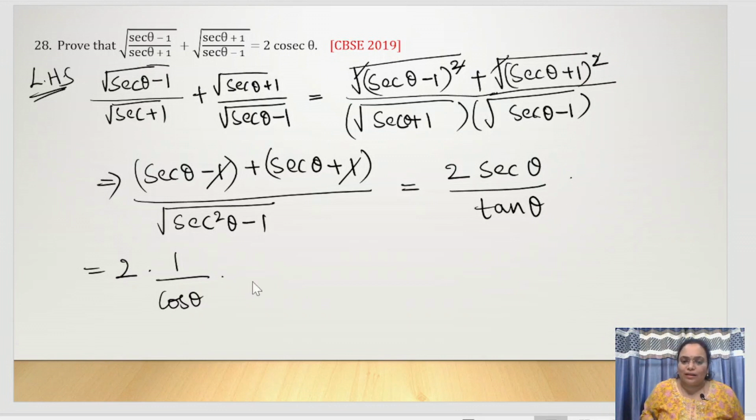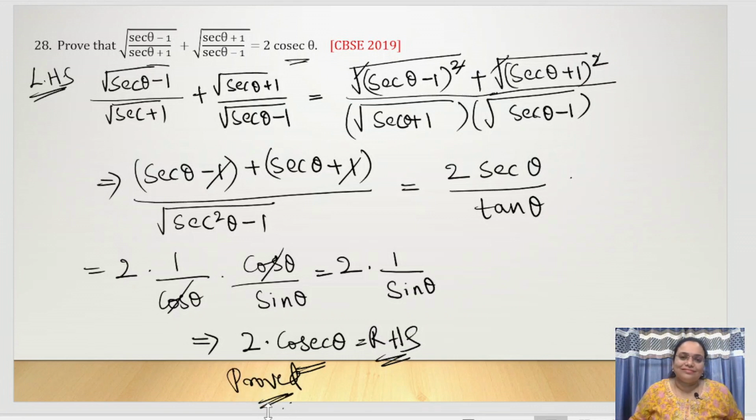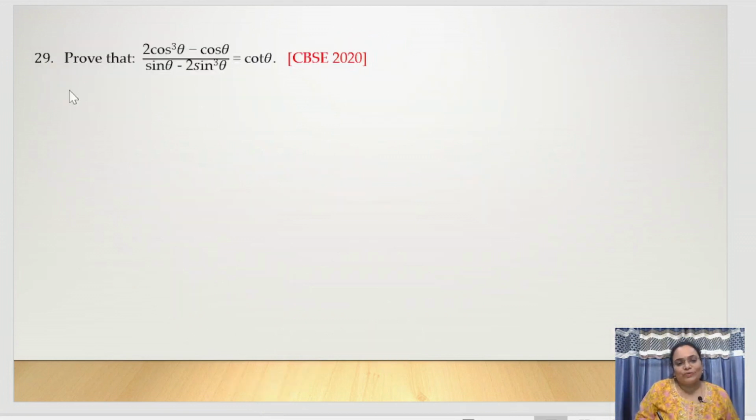Yes, what is 1 by tan theta? It is cot theta. So cot theta I can write as cos theta by sin theta, which is 2 into 1 by sin theta. What is 1 by sin theta? 1 by sin theta is cosecant theta. So which is 2 into cosecant theta. This is what we need to prove in the RHS. Yes. So therefore proved. So let us solve the next question.